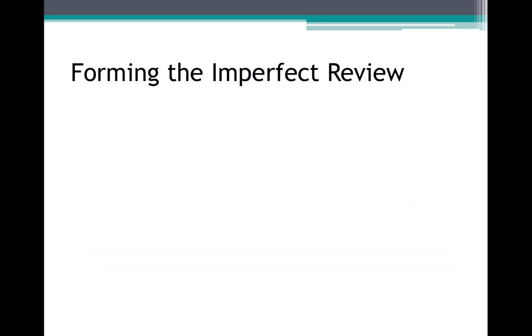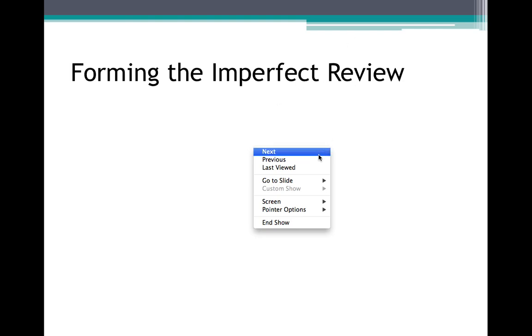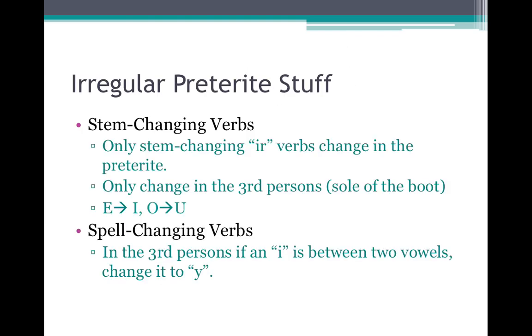Okay? And then we also had spell changing verbs, and this was the last irregular part. Remember when the I is sandwiched between two vowels, it changes to a Y. So leer, and that's in the third person. Leer, when you drop off the ER and you add the IÓ ending, it can't be leyó with an I, it has to be leyó with a Y. I'm going to stop this.